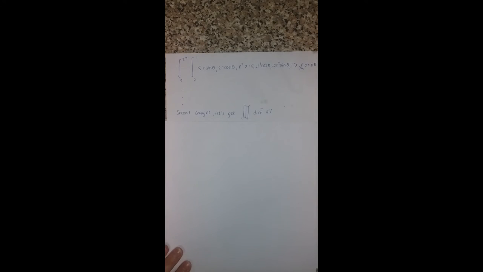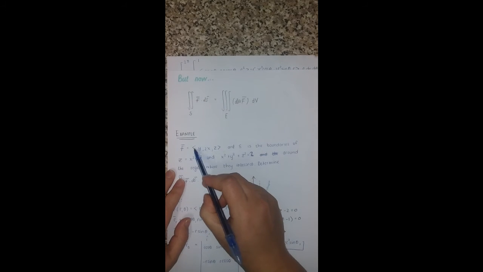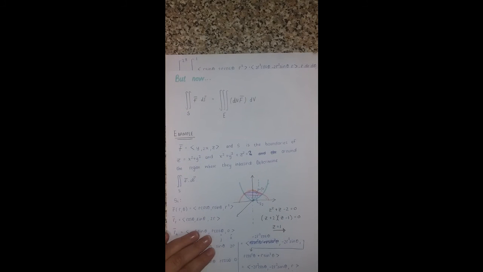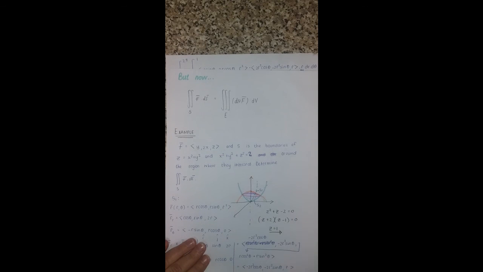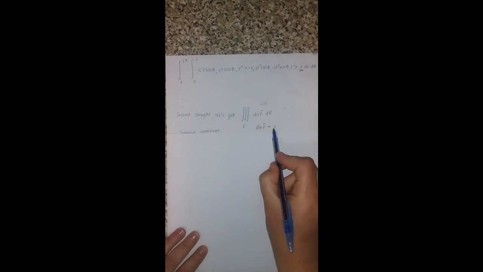So on second thought, let's try to see what this would look like. So if you take the divergence of f, to get the divergence of f, you just take this derived towards x, this derived towards y, and this derived towards z, and then you add them together. So that would just give you 1, because derived towards z would just be 1, but the rest would be 0. So the divergence of f is 1.